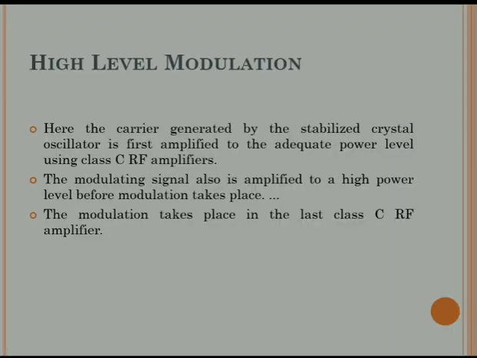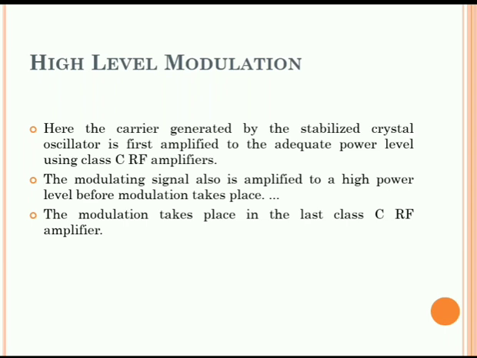Whatever carrier signal we are using here for modulation is first generated by using a crystal oscillator, and that is amplified to the adequate power level so that it can be modulated with the original signal. The modulating signal is also amplified to a high power level before modulation takes place. We have to increase the power of both the signals, the modulating signal and the carrier signal. The modulation takes place in the last class C RF amplifier.